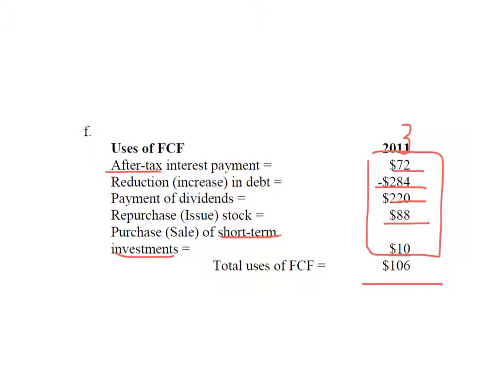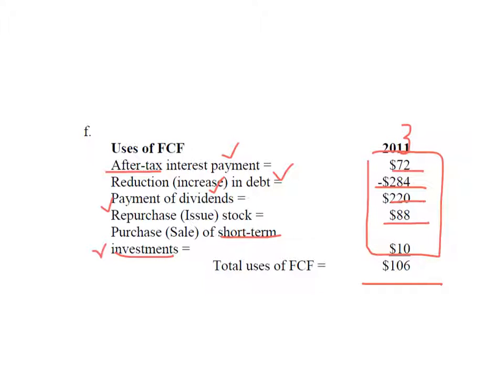That is just an illustration about how the free cash flow 106 that we calculated in the previous couple of steps is used inside of the company. Again, to pay off the interest, to pay off the principal, to pay dividend, to repurchase common stocks, and also you can use the money to purchase some other non-operating asset, or say the short-term investment.